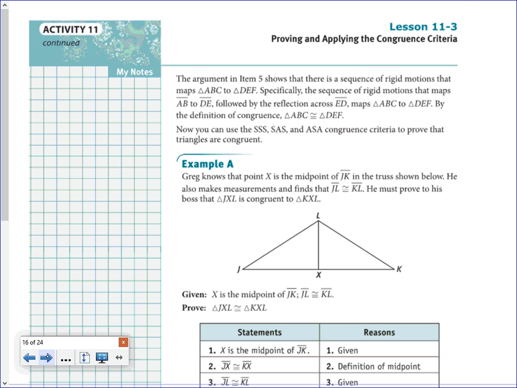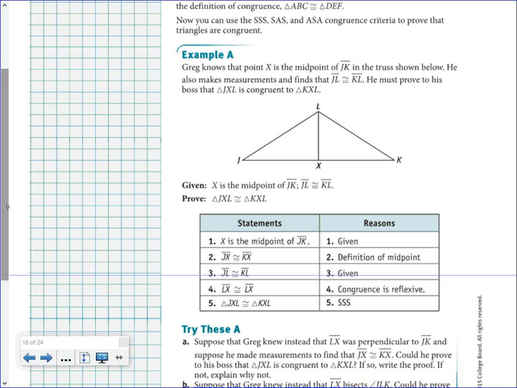So let's look at this example here. They give us a 2-column proof. And so Greg knows that point X is the midpoint of JK, so that's what they give us here. And he also measures to find that JL is congruent to KL. So there's our 2 given pieces of information. And we're wanting to prove that our triangles are congruent.